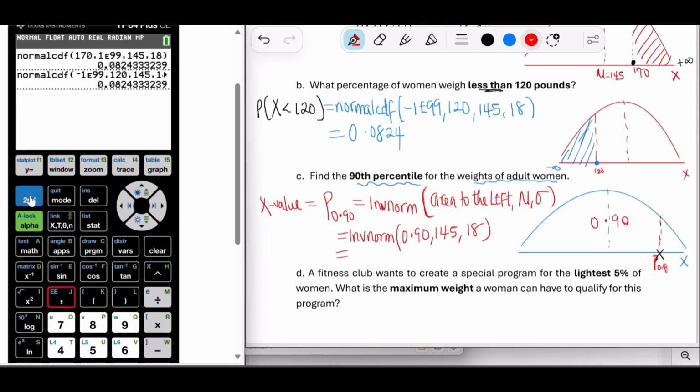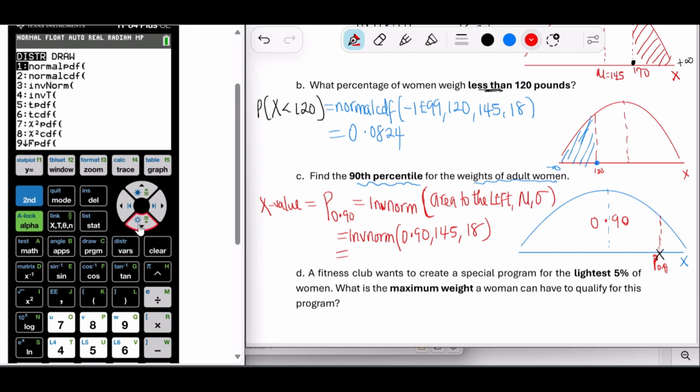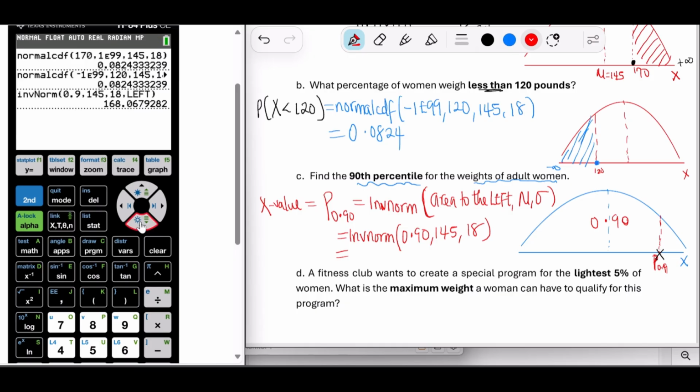So let's do this. We have second function distribution, and we go to number 3, which is the inverse norm. So the area to the left is 0.9. The mean is 145, and sigma is 18. So if you paste this, then we have 168.07, approximately. So that means for the 90th percentile of the entire data set, they are going to weigh what?